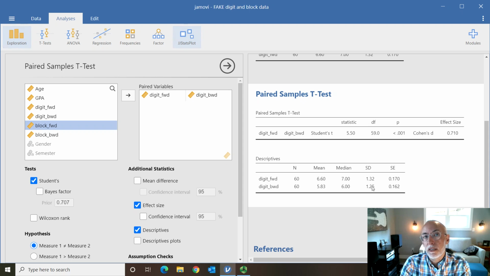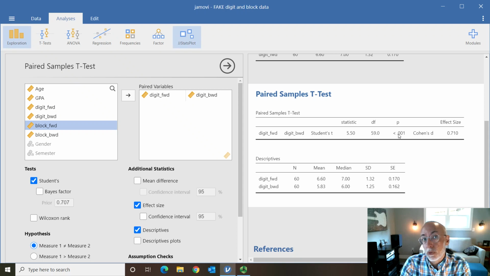That's important in t. T assumes homogeneity of variance. It assumes that the standard deviations are roughly the same size. Then finally, the t-test output at the top. You can see it lists the pair you're comparing, forward and backward. The value of Student's t is 5.5. Our degrees of freedom, 59, so that's 60 pairs minus 1.